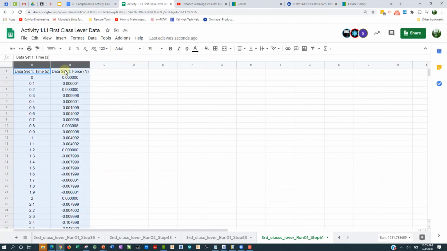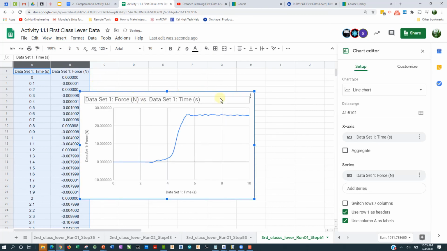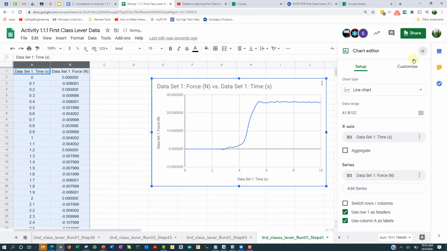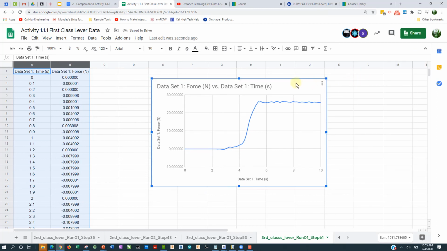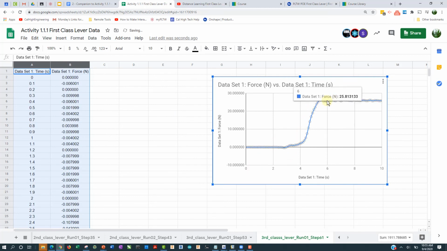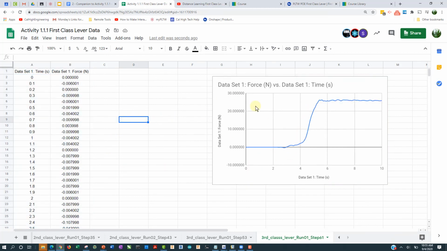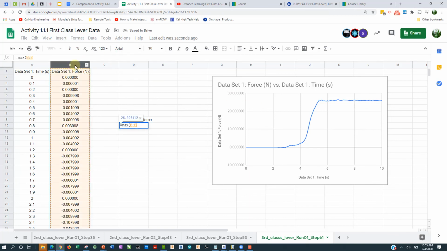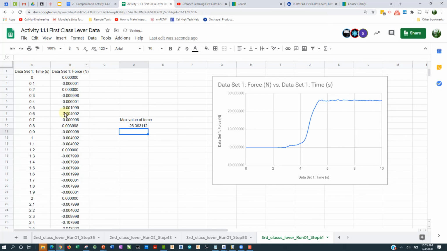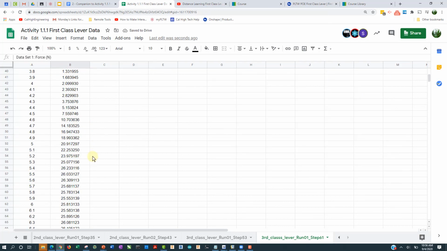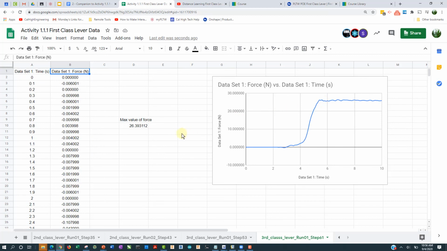Now let's grab A and B, insert chart. And there it is. That's the chart we want to have. And we don't really need to do anything with it at this point, just have it there. And so that's what that graph looks like. Now, what they want us to do is take the max value of force. So equals max. Can I just grab it like that? No, it took it. It excluded that one. 26.393, that looks to be about the highest. Okay, so that's the number we'd use for that.